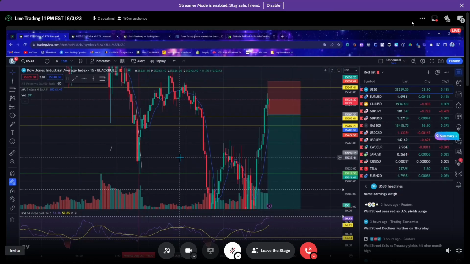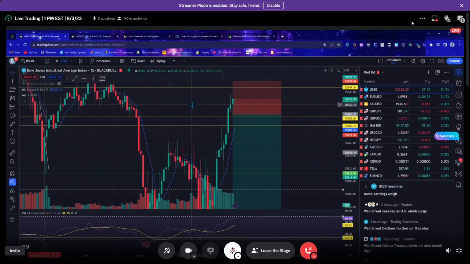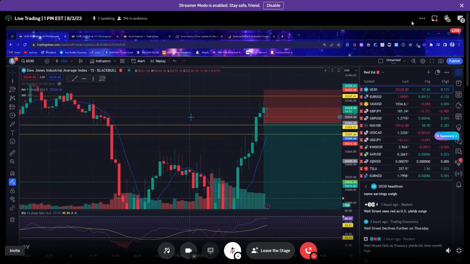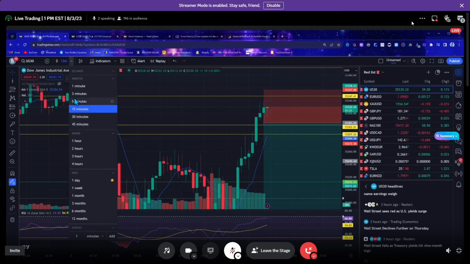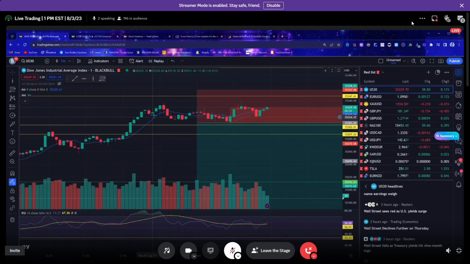Right now we're looking for entry, so we look at the 15 minute. But to gather all the data, to get all these lines right here, the support and resistance areas I usually plot to find my entry, I do that on the 1 hour. But I flip-flop between the 1 hour, the 15 minute, and the 1 minute. The 1 minute gives you a closer look at the market.